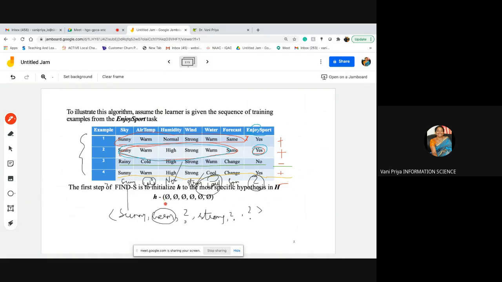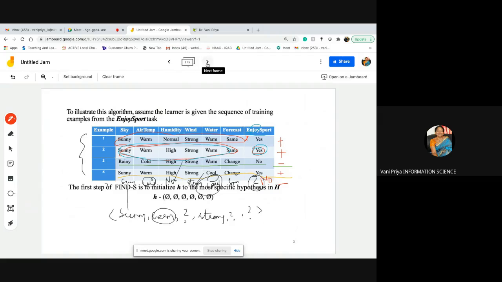So only if the test case matches the hypothesis do we predict that particular test case to be positive. Otherwise, if any constraint is mismatched, it is classified or predicted as a negative example, that is no. For the enjoy sport value, we conclude that this is no. So this is about the Find-S algorithm.